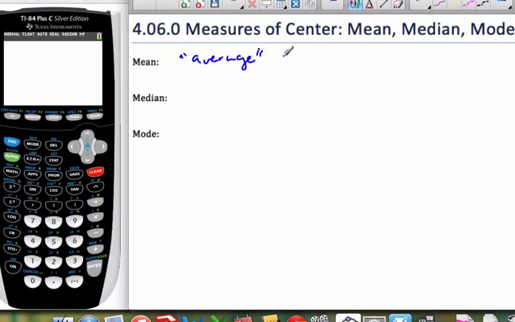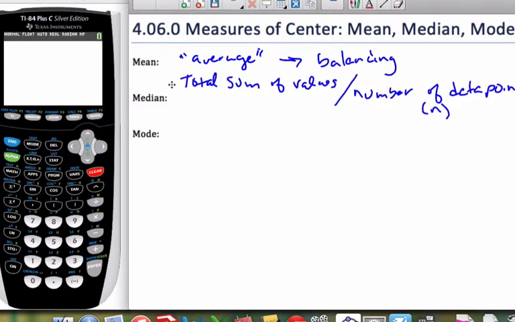It's big here. I want you to consider it the balancing point. It's the balancing place of the data. If all the data has a weight to it, it's the place that would be in the middle. And if I want to calculate the mean, I take the total sum of all the values. Sum means I'm going to add them, and I divide by the number of data points, which we usually call n. So, sum divided by the total number. You have to add them up.